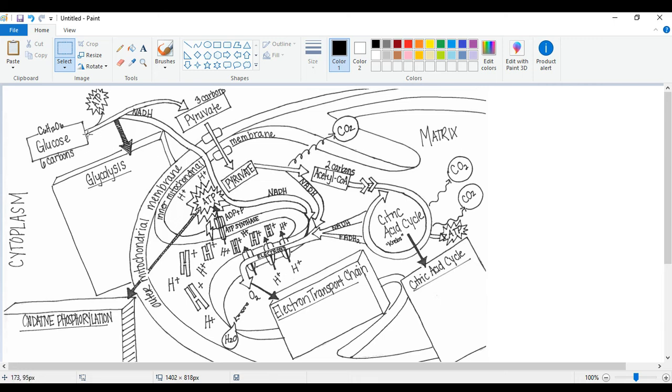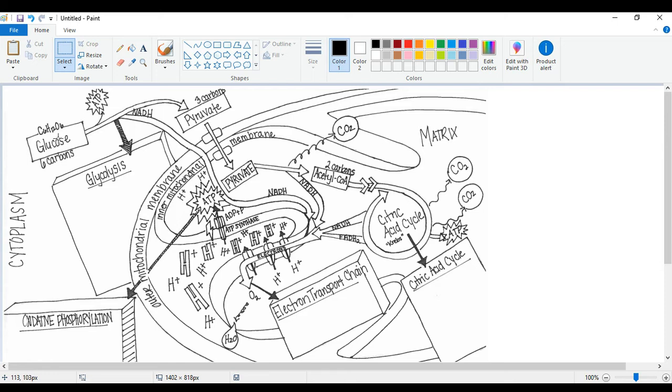So every time we break a bond, electrons are released, picked up by electron carriers, and brought to the electron transport chain. Once they arrive at the electron transport chain, they can be used to create a proton gradient or a proton motive force that can then be harnessed through ATP synthase to create ATP.